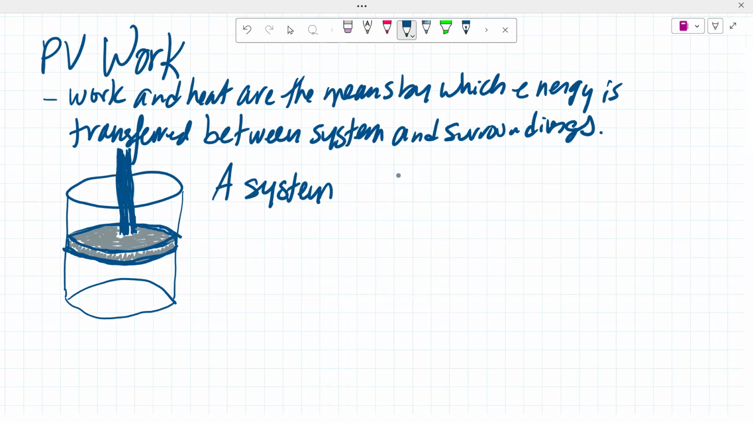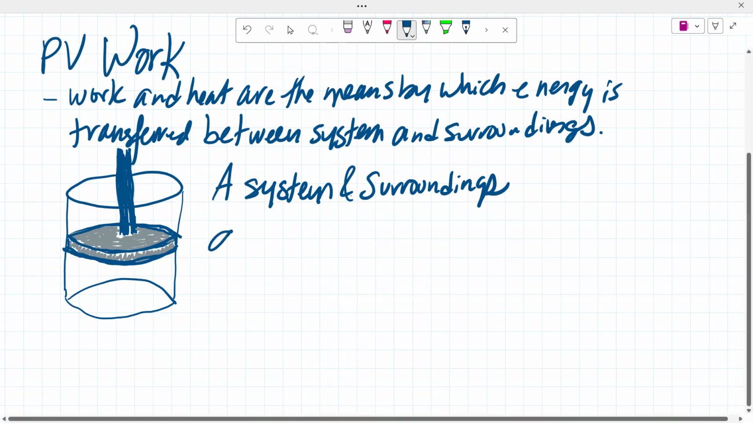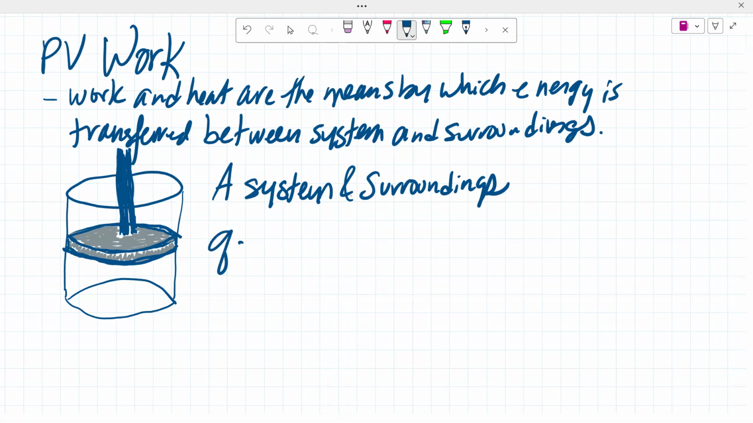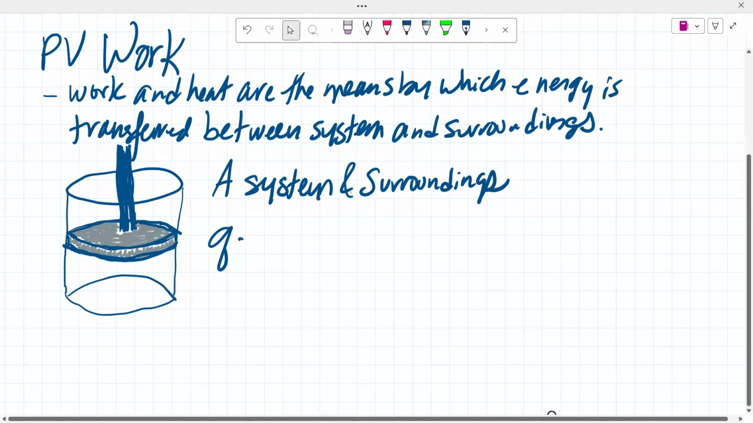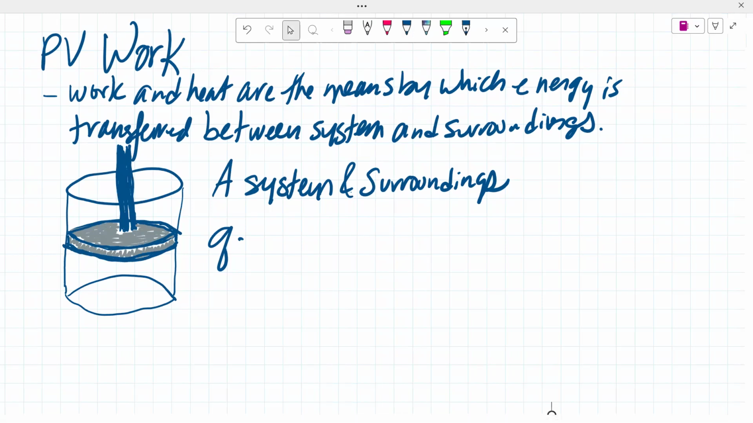The system and surroundings. This, of course, is a somewhat contrived definition because we can't really divide things out like that, but we can think about them that way. Okay, so Q is the heat energy transfer resulting from a change in temperature between system and surroundings. Why do we talk about all this? Well, remember the gases expand when they heat, and they actually can push.